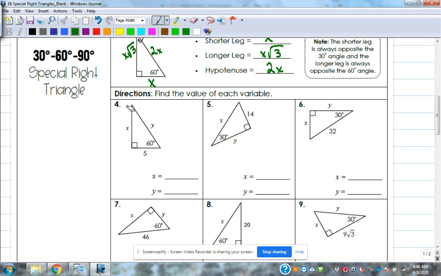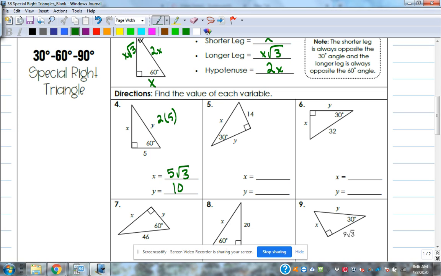All right, so example 4 here, we've got the 30-degree angle up here at the top, and 5 is the shorter leg. So we know y is the hypotenuse, so that would be 2 times 5, which is 10. And then the longer leg is always going to be short leg times radical 3. So 5 radical 3 out of that.